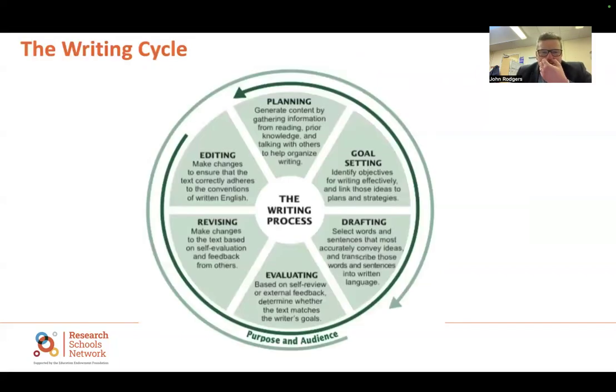So here's the writing cycle with a little bit more detail on it, and also the outer edge, thinking about the purpose of the written response, the audience that they're writing for. So I'll give you a second just to have a quick read through that. So hopefully you got that.